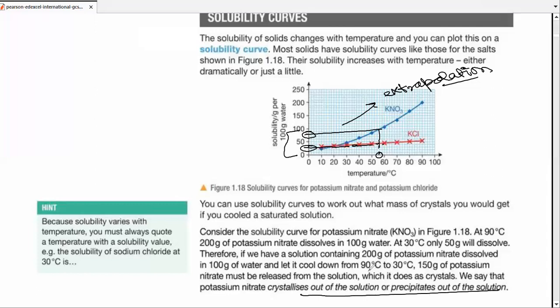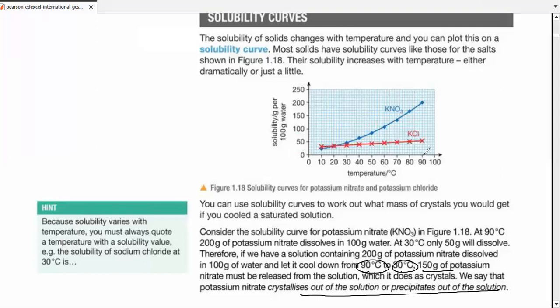The example is already given over here. Take a look. They're working with potassium nitrate and they're cooling it down from 90 degrees centigrade to 30 degrees centigrade. And they're quoting the value of 150 grams of potassium nitrate released from the solution. How can you work with that? Let's clear up a little bit of these lines so we can work it out.